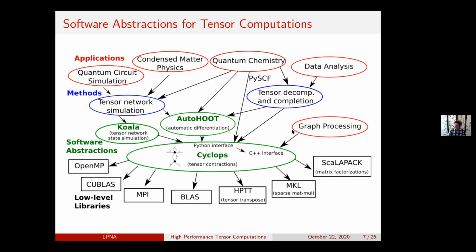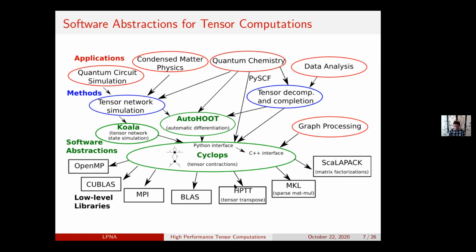But actually, many graph algorithms can be thought of in a convenient way algebraically, and actually some of these ideas of contraction of multiple tensors at once pop up in graph algorithms when done algebraically. But our focus today will be on tensor decomposition methods, as well as tensor completion, which is a flavor of tensor decomposition, and tensor network simulation. And much of our effort is at the interface of how these methods look at a high level and the underlying low-level hardware stack.